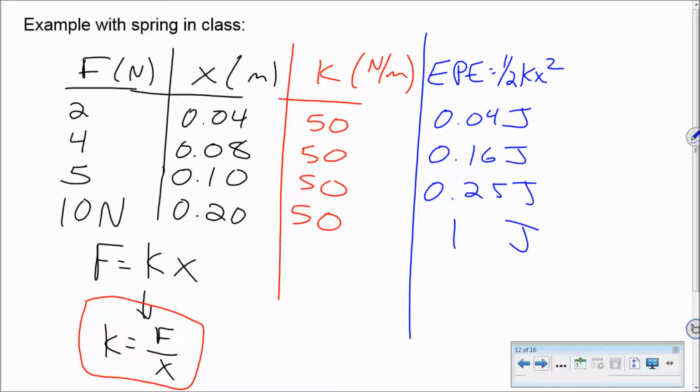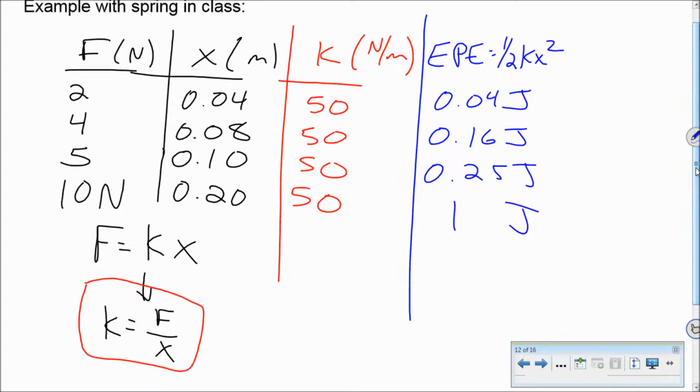All right, so I don't know that there's a ton of point in doing this, but let me just point out real quick that if you were to graph this, it's a parabola because of the x squared. Cool? All right, any problems with elastic potential energy?